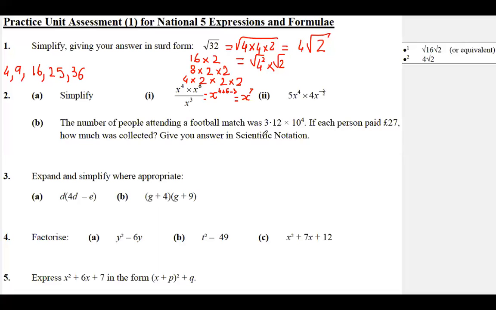Or if you would rather simplify this, you can just say I've got x to the power 6 and x cubed. I can decide to simplify x cubed and x to the power 6. It's like 6 minus 3, x to the power 3 at the top, and 3 plus 4 equals 7. So that would be another way of doing this. Okay.